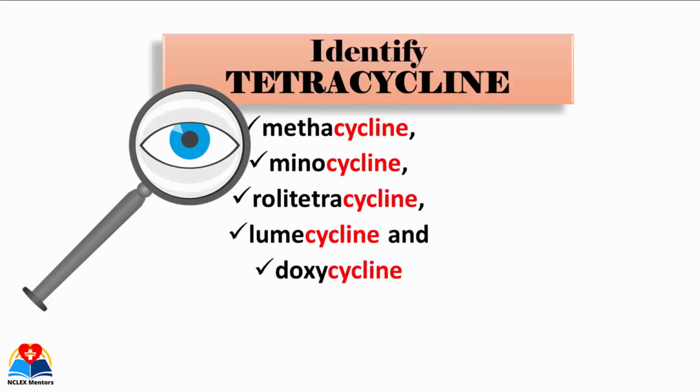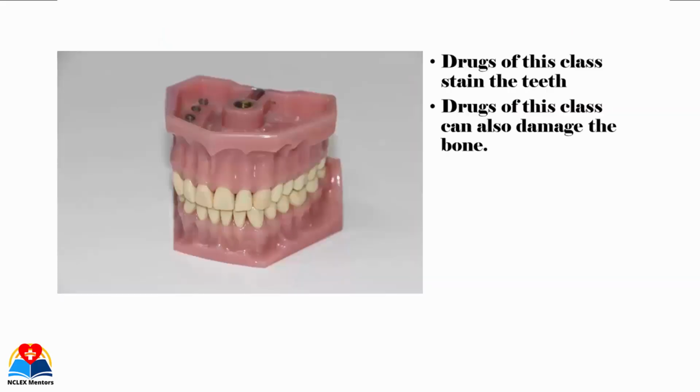The next popular class of antibiotics is the tetracyclines. Quite easy to identify, the drugs of this class come with the ending cycline. Let's study some main points from drugs of this class. First important point, drugs of this class stain the teeth. Drugs of this class can also damage the bone.